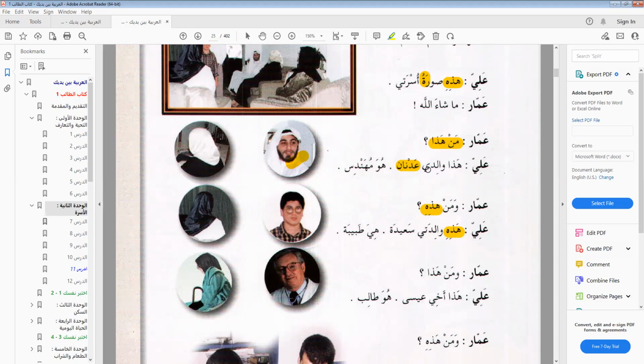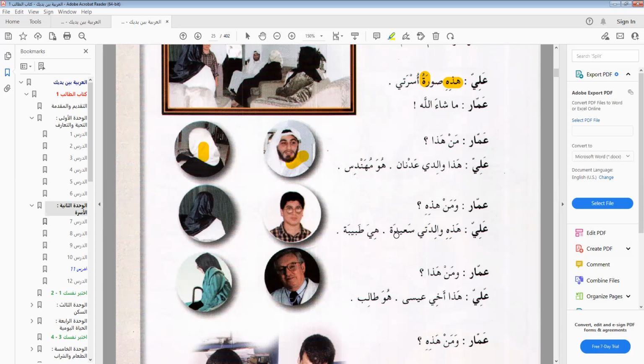Walidati. So the difference between walidi and walidati is that ta. The ta is always the difference between masculine and feminine in most cases. We'll get to other situations where something else distinguishes both, but for now, the ta is what distinguishes the masculine and feminine. So again, man hadha, who is this? And he responds, hadha walidi, this is my father, Adnan. But here he's saying, man hadhihi, who is this? A female this time around. And Ali responds, hadhihi walidati, this is my mother.